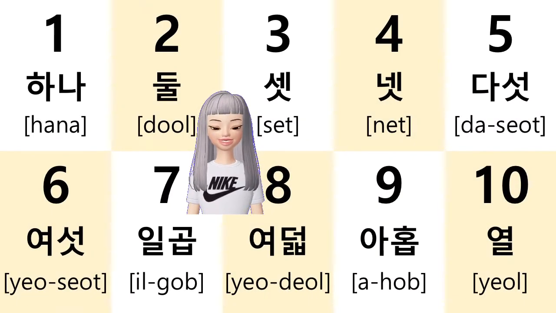1 is 하나. 2 is 둘. 3 is 셋. 4 is 넷. 5 is 다섯. 6 is 여섯. 7 is 일곱. 8 is 여덟. 9 is 아홉. 10 is 열.